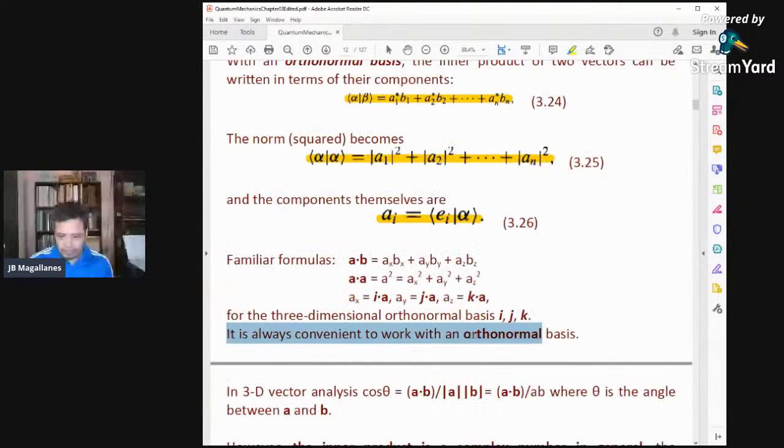It is always convenient to work with an orthonormal basis. So the requirement to work on vectors is that the components of the vectors should be written in terms of an orthonormal basis set. That means, like i, j, k, if you dot two different bases, it's always equal to 0. But if you dot one of the bases to itself, it should be 1.